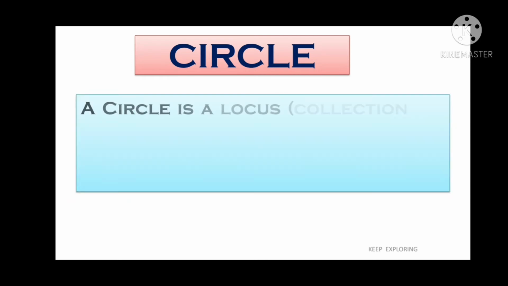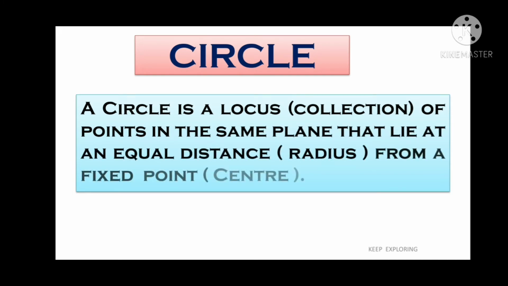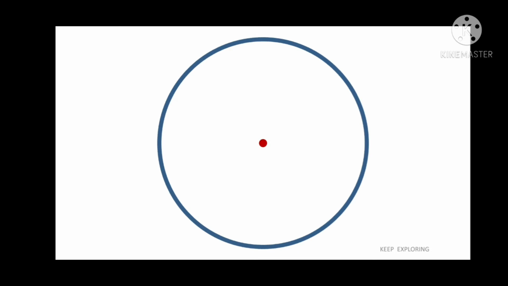By definition, a circle is a locus, or you can say a collection of points in the same plane that lie at an equal distance from a fixed point. The equal distance is called the radius and the fixed point is called the center. So let's take a fixed point and get all the points that are equidistant from the fixed point. That means all these points are at an equal distance from the fixed point, and this collection forms a circle. So a circle is a collection of all these points which are at an equal distance from the given fixed point.